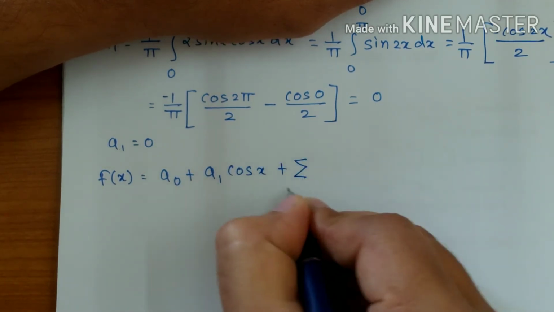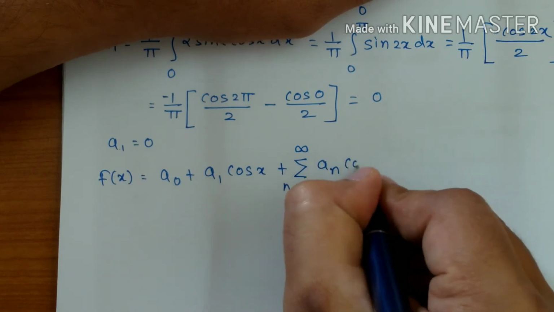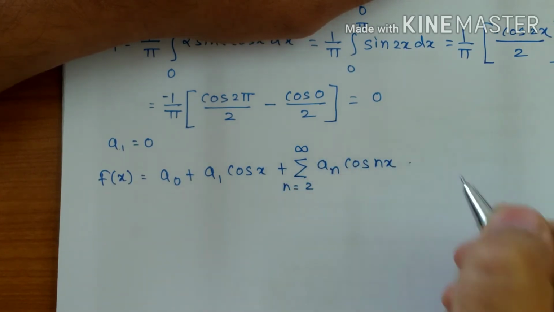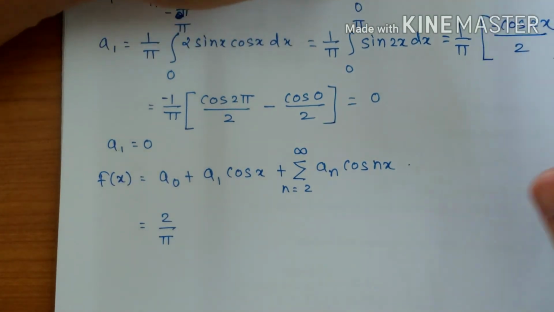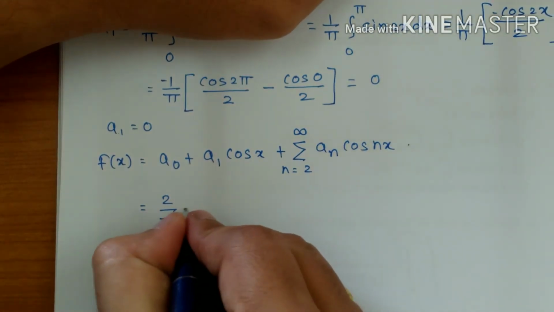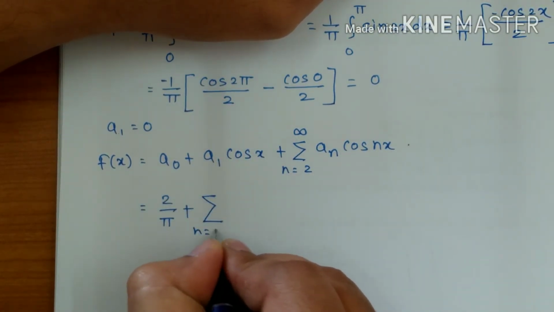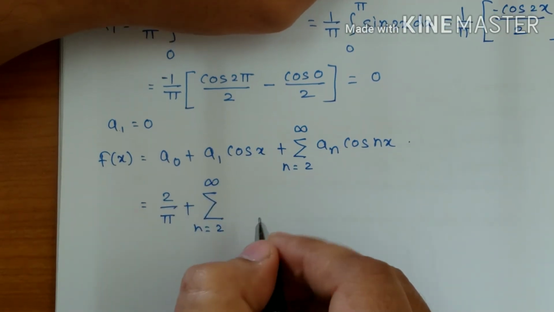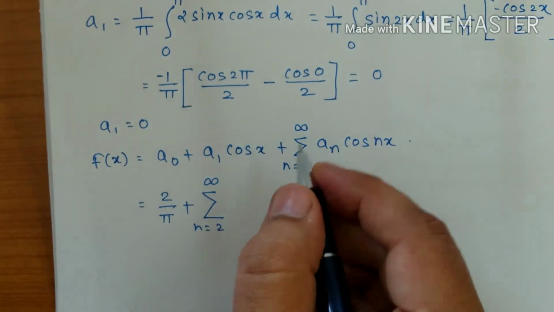Therefore my Fourier series expansion for f of x can be given as a0 plus a1 into cos x plus summation n runs from 2 to infinity an into cos nx. But what is a0? a0 is, I think, 2 upon pi. Am I correct? Yes, 2 upon pi. Plus a1 is 0, so of course this term is going to be 0. Summation n runs from 2 to infinity. What is the value of an?